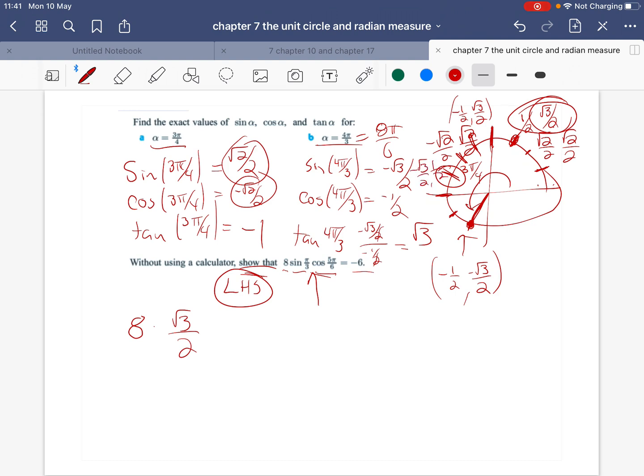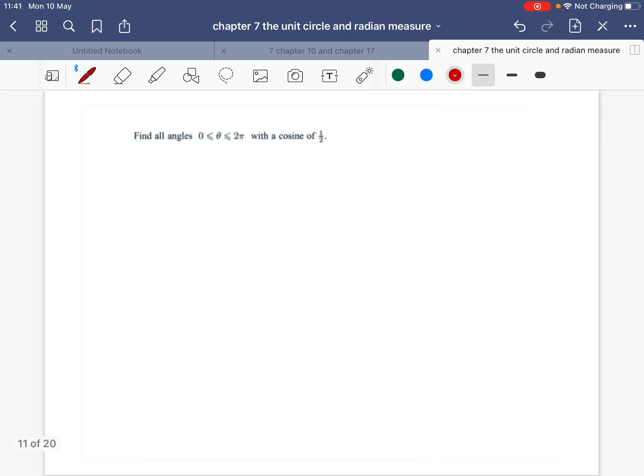5 pi over 6 is this one right here. So that's going to be negative root 3 over 2, 1/2. So cosine of 5 pi over 6 is negative root 3 over 2. Okay, root 3 times root 3 is 3. So we get negative 3 over 4 times 8, which gives us negative 6. And we just showed it. That's what you do.